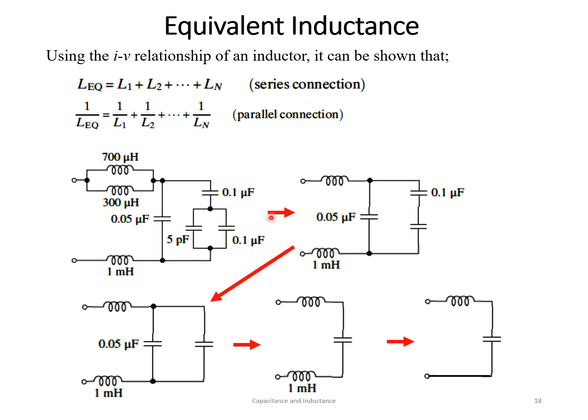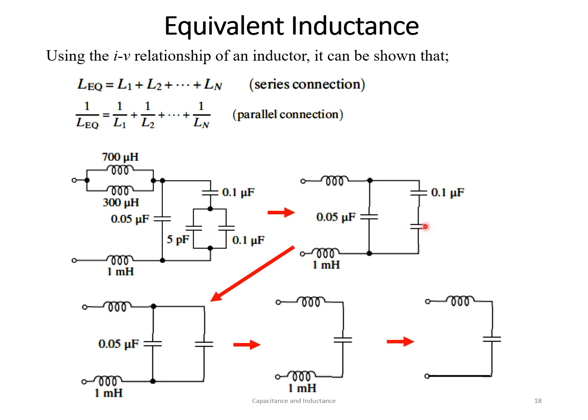Now here is an example with capacitors and inductors, and we will find a circuit with only one capacitance and one inductance. These two inductors are in parallel. Find the parallel combination of inductors. These two are in parallel. This is the parallel combination of inductors. These two capacitors are in parallel.